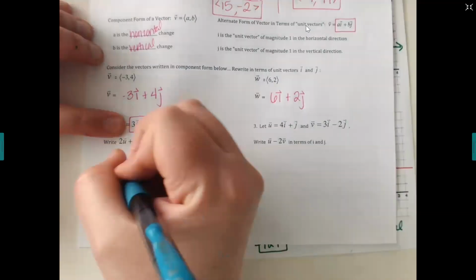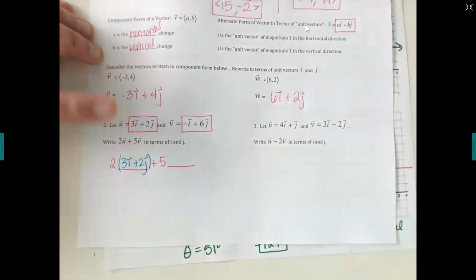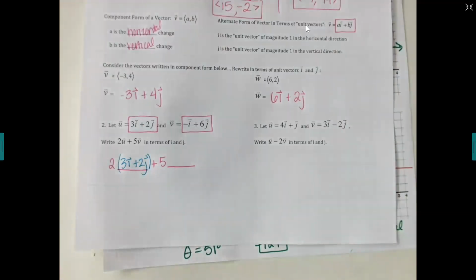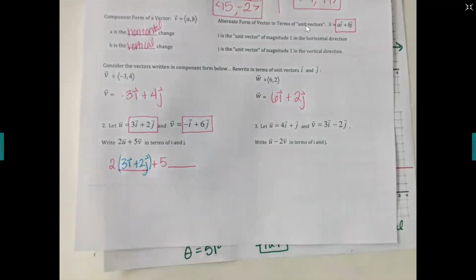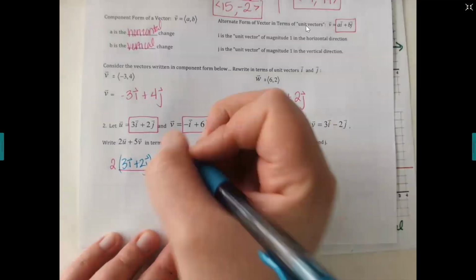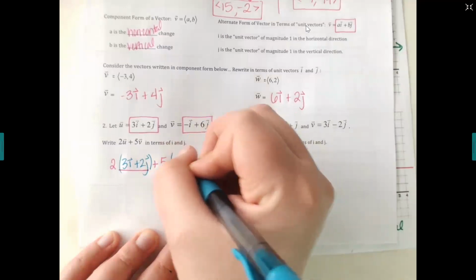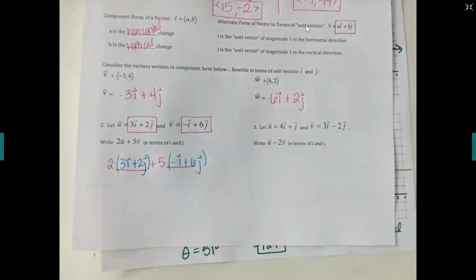3i plus 2j. Okay, 3i plus 2j. And notice that I'm using parentheses around that because when I multiply a vector by a scalar, I have to multiply it into both components. Then same thing for my 5v. I'm going to put my negative i plus 6j. But notice that because I'm in the standard vector form, I'm not using the pointy brackets, I'm just using regular parentheses. Then we're going to take that 2 times it in.